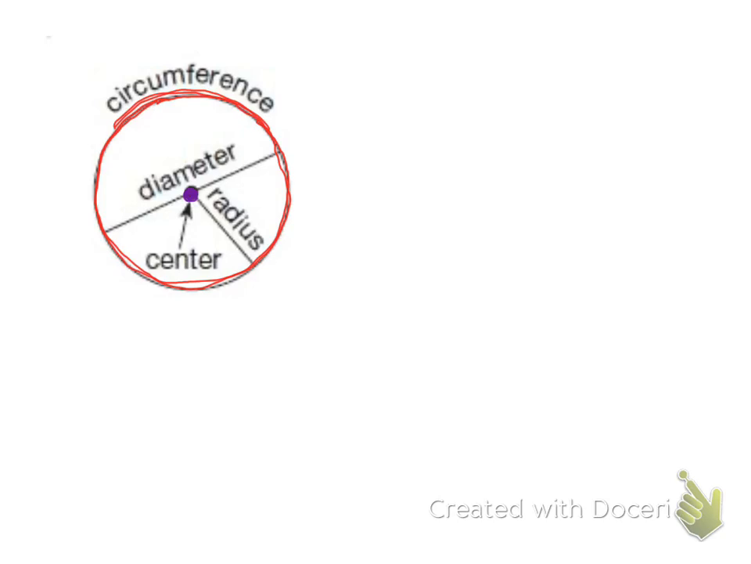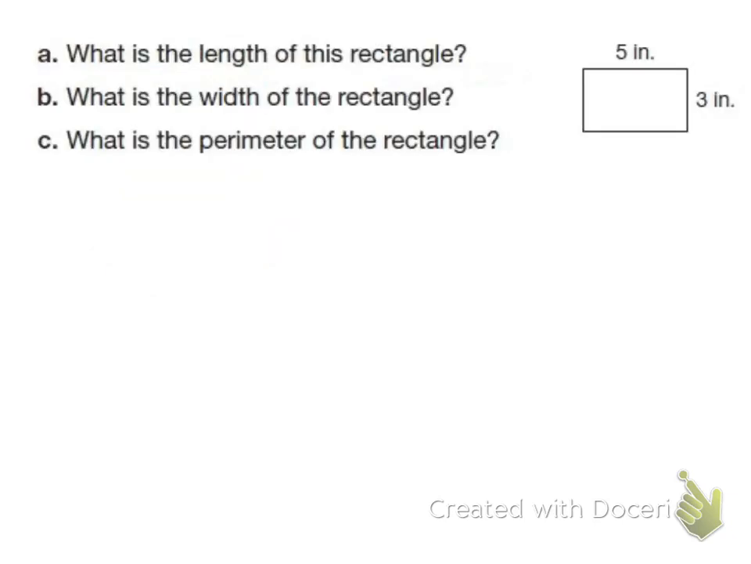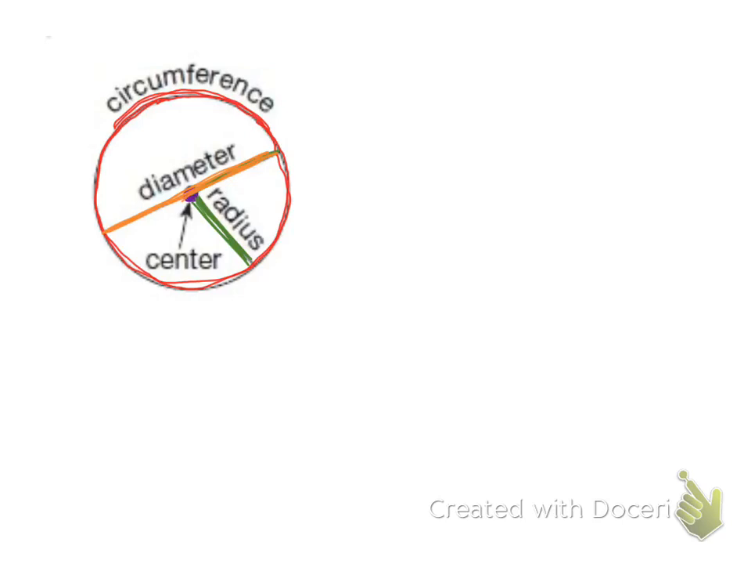The radius is the distance from the center to the side of the circle. The diameter is the distance all the way across the circle. Okay, it goes all the way across. So the diameter goes all the way across, and the radius is half of the diameter. Okay, because the radius is just from the center out. All right, so if I do the radius times 2, I'd get the diameter.